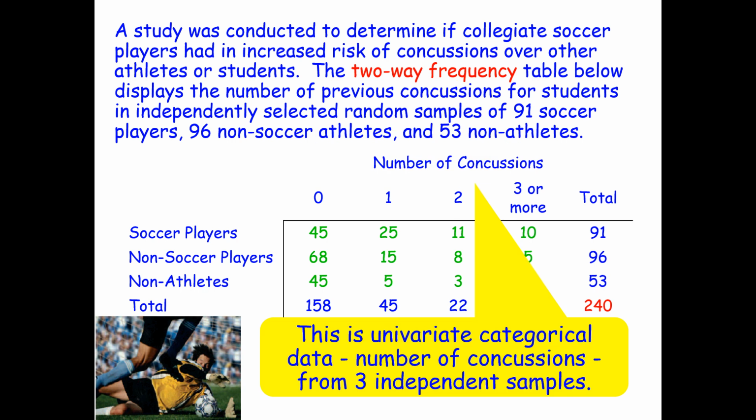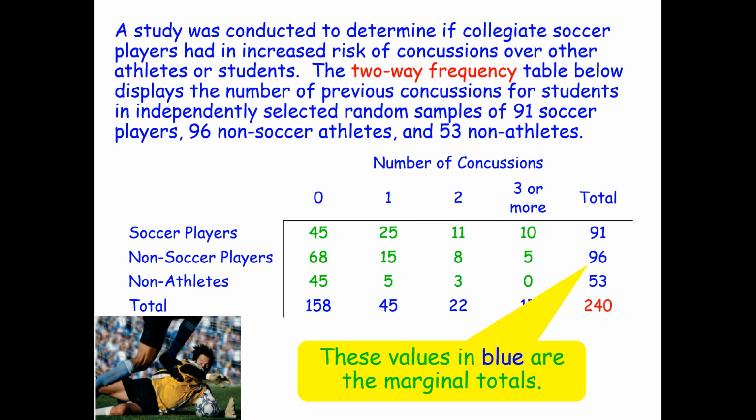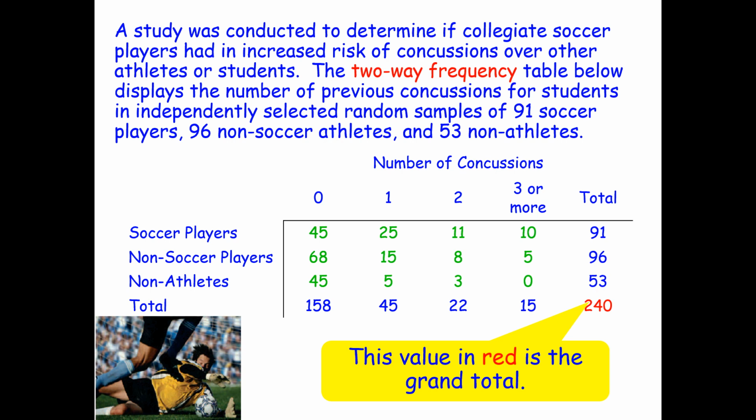The number of concussions is our univariate categorical data, and it comes from 3 independent samples: the soccer players, the non-soccer players, and our non-athletes. The values in green are the observed counts. The values in blue are our marginal totals, whether they are row marginal totals or column marginal totals. And our red value is our grand total.